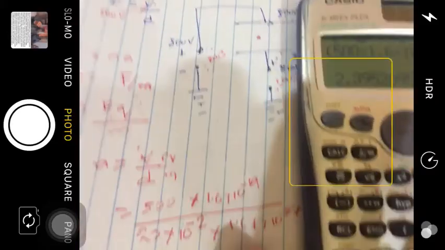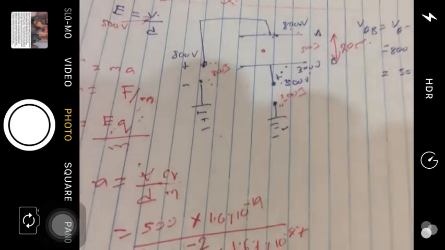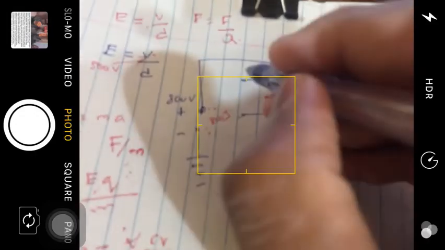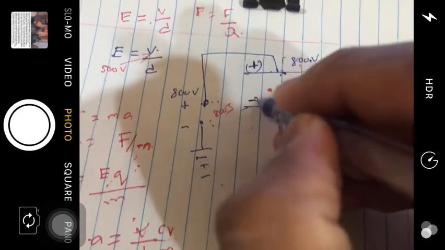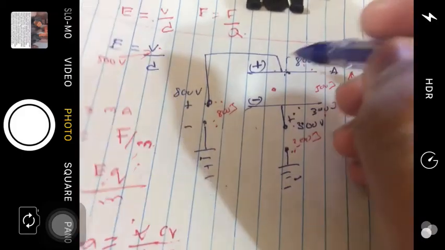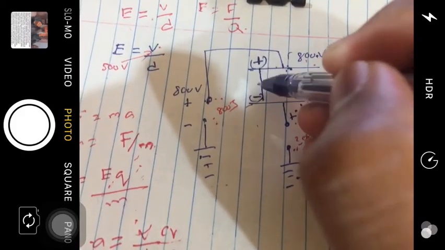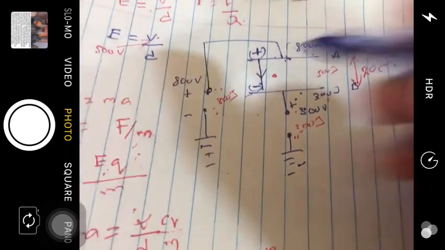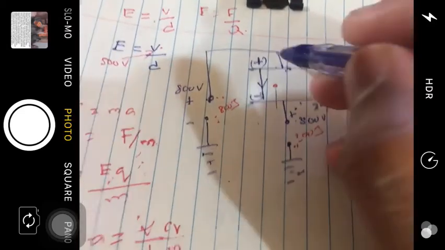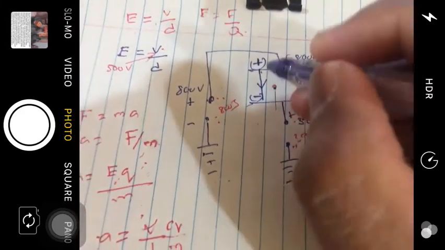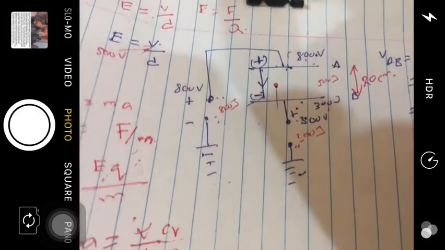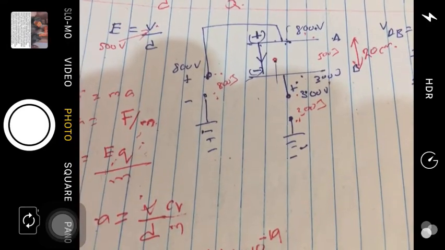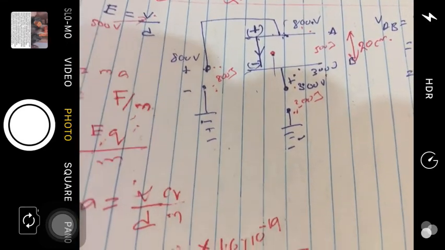But there are two answers with that value. One is downward, the other is upward. This is a proton. The top plate is positive compared to the negative plate, so the electric field will be in this direction. It starts from the positive terminal and ends in the negative terminal. This is a positive charge, so it will move along the direction of the electric field. So it would move at 2.4 times 10 to the power 11 downwards. So the ninth question answer is A.